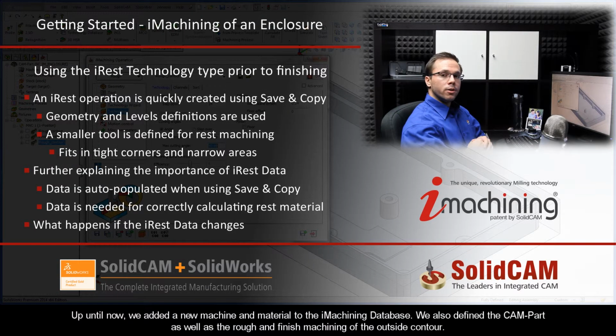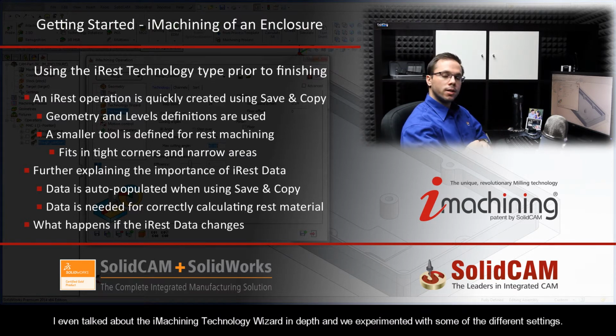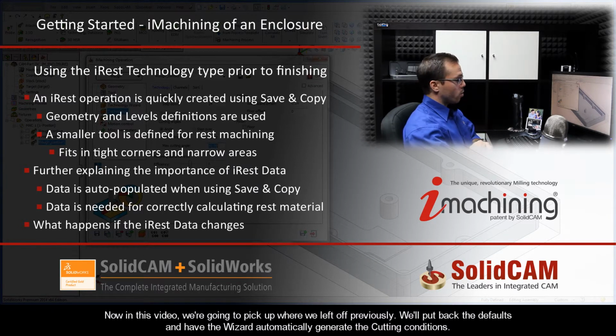Up until now, we added a new machine and material to the iMachining database. We also defined the CAM part as well as the rough and finish machining of the outside contour. I even talked about the iMachining Technology Wizard in depth, and we experimented with some of the different settings. Now in this video, we're going to pick up where we left off previously.